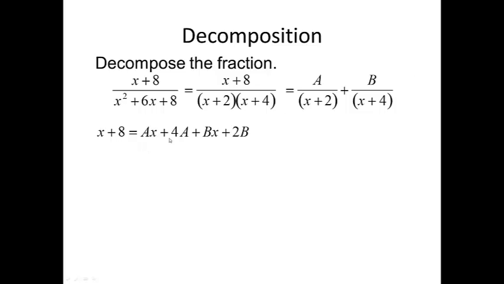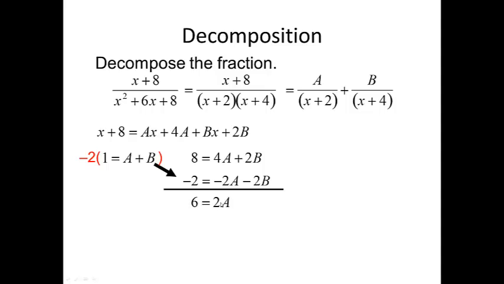Collecting all my terms, now I know that 1x is equal to Ax plus Bx. And I also know that 8 is equal to 4A plus 2B, because those didn't have any x. These two didn't have any x's. Using elimination, it looks like I could multiply by negative 2 and get negative 2 is equal to negative 2A minus 2B. Adding these two together by elimination, I get 6 is equal to 2A. And dividing by 2, I get A is equal to 3.